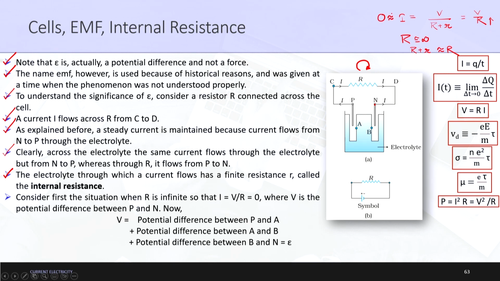Where V is the potential difference between P and N. Now, the potential difference between P and A is denoted by V, plus the potential difference between A and B, plus the potential difference between B and N, which is equal to epsilon. So, in this case the complete potential difference V, that is between P and N, is equal to the potential difference between P and A, plus A and B, plus B and N, which is equal to epsilon. So, this is just the initial part of how this complete concept has to be dealt with.